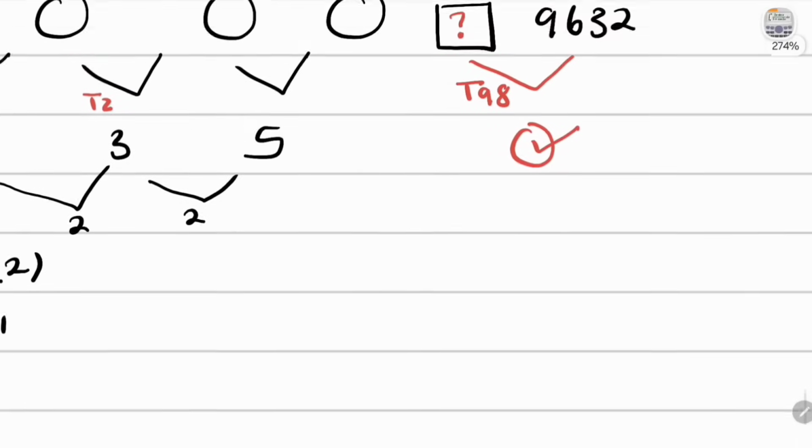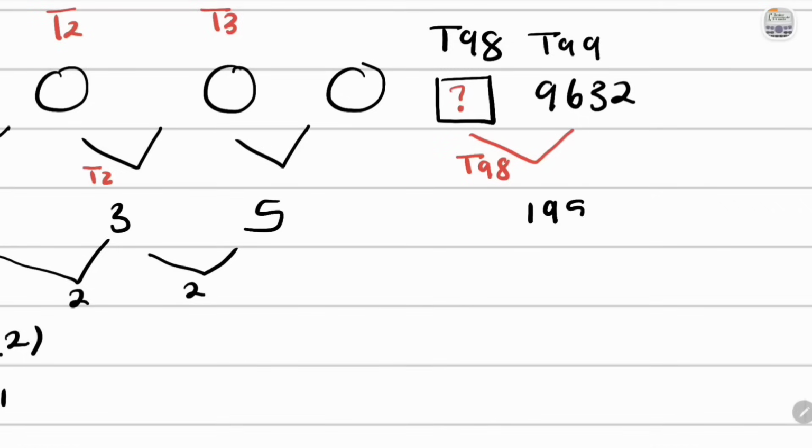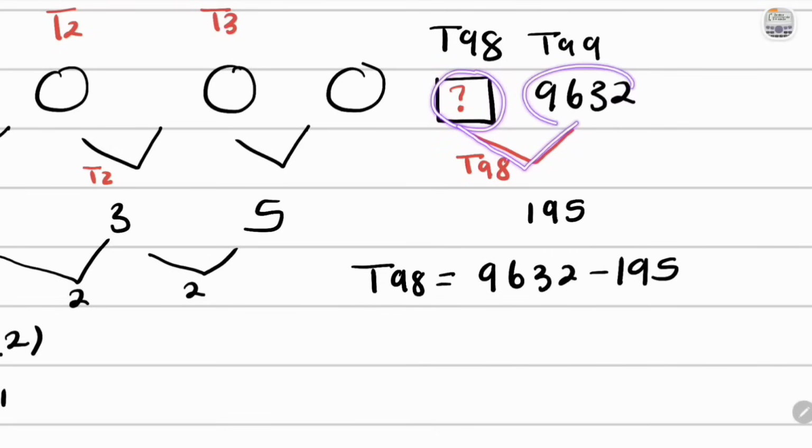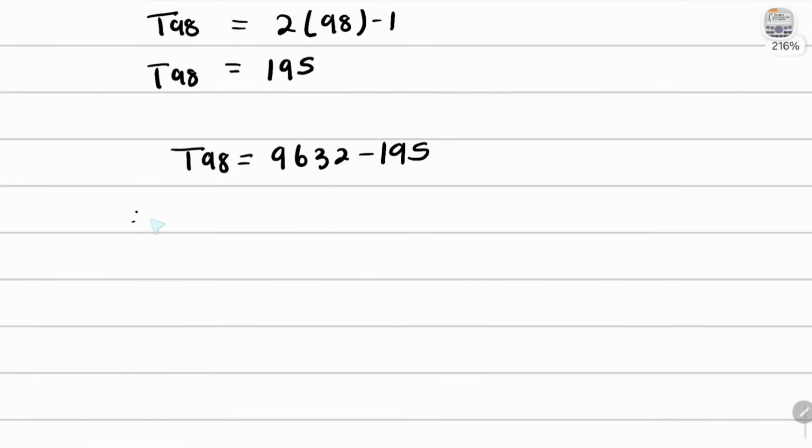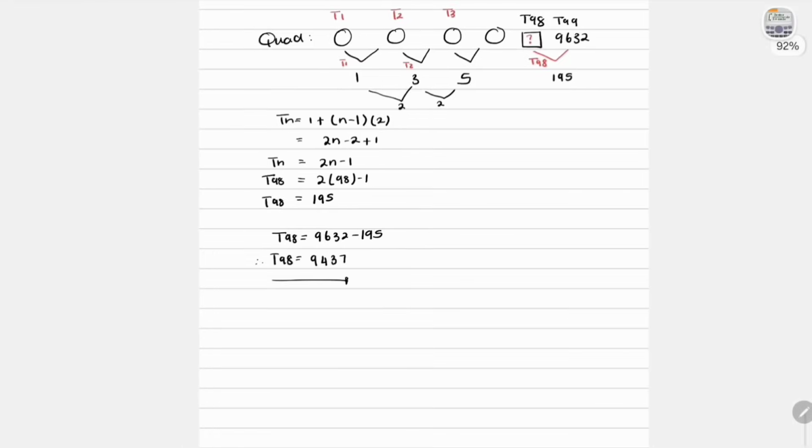Okay, that helps us. Now that we know that this is 195, it means that you said this plus 195 because it's positive to get that. So in order to get term 98 back, you're just going to say term 98 is equal to 9,632 minus 195 to get back to term 98, since you must have said term 98 plus this number to get term 99. And so therefore term 98 in your quadratic pattern is equal to 9,437. And that is our answer.